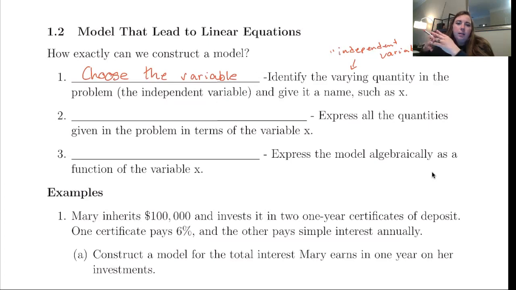But yeah, so find the varying quantity, right? Something I can vary. Time is a very common one. Distance is another. No, time's a pretty normal one. All right, cool. And so then we're going to translate words to algebra. So express all the quantities given in the problem in terms of the variable x.